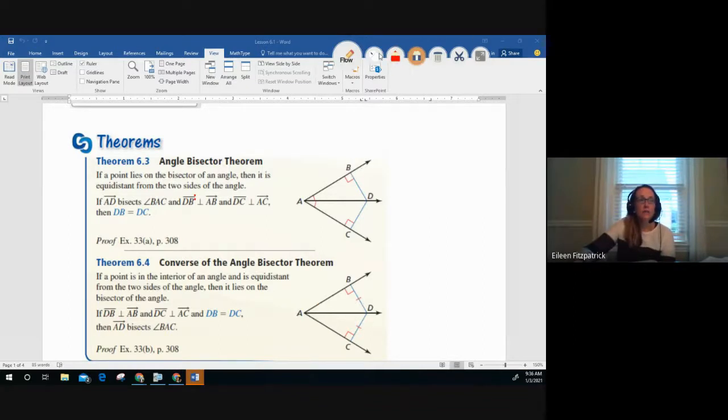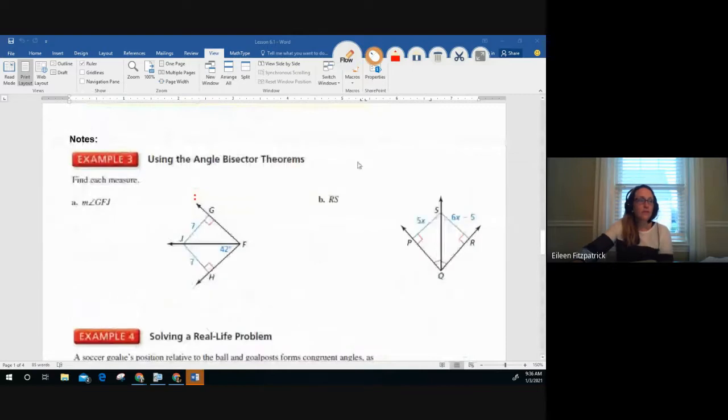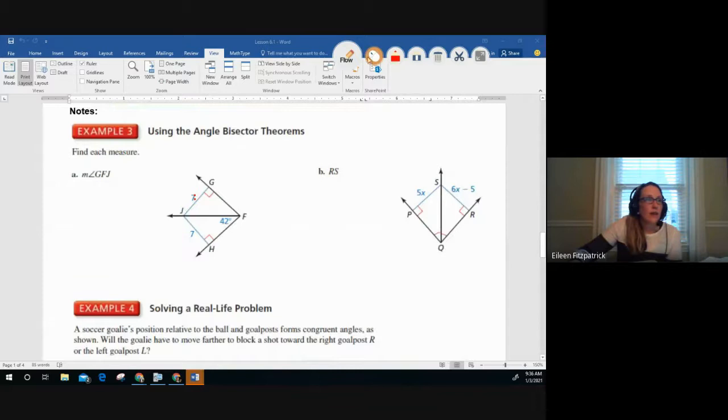So we're going to be using these two theorems to look at some algebraic problems like we did above. All right, so what do we know by looking at this diagram? Okay, I can see that the distance from J to G is equal to the distance from J to H. All right, so this is going to be the converse of the angle bisector theorem.